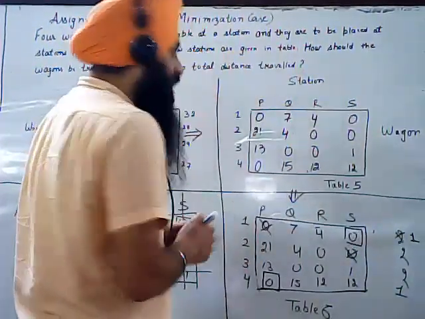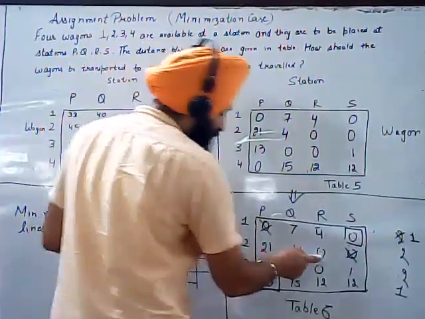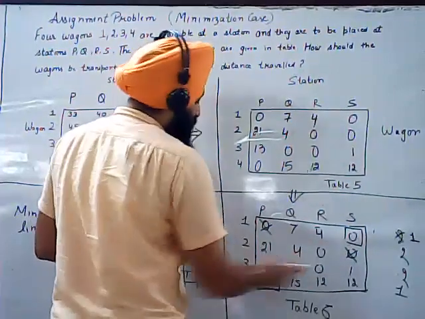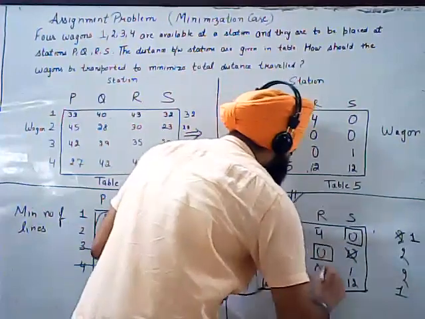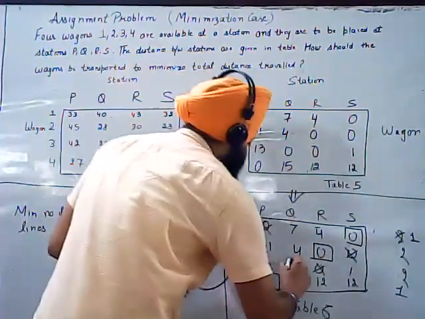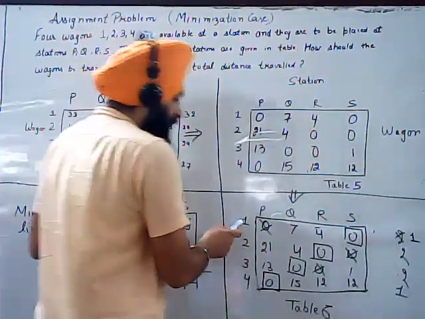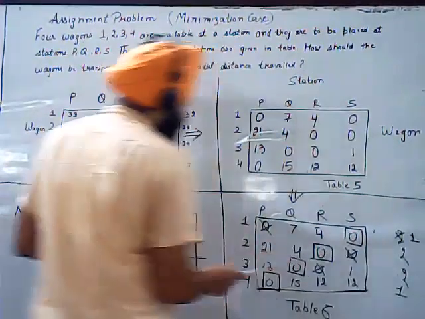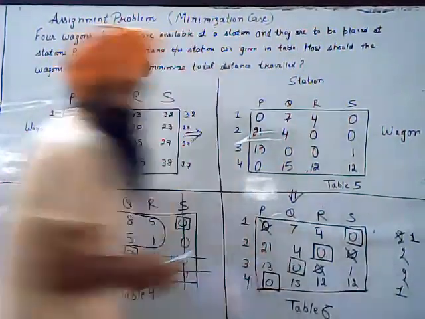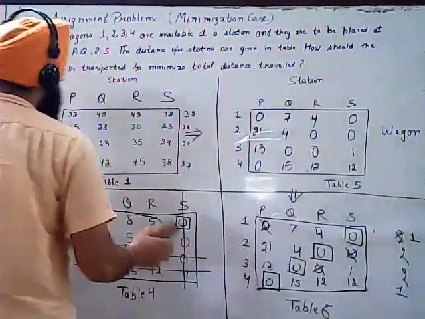Now we have 1 zero in row number 2 and 2 zeros in row number 3. So this will be assigned first. This will be cancelled and this will be assigned. So wagon number 1 will be sent to station S. Wagon number 2 will be sent to station number R. Wagon number 3 will be sent to station number Q. And wagon number 4 will be sent to station number P.